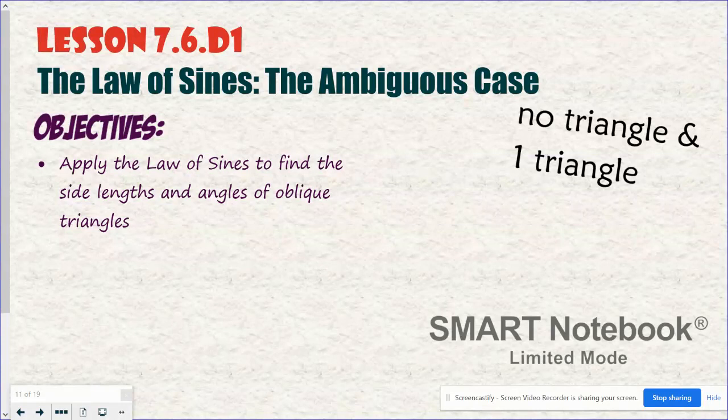In this episode, we continue looking at the law of sines, specifically the ambiguous case. This episode will feature a no triangle situation and an only one triangle situation.